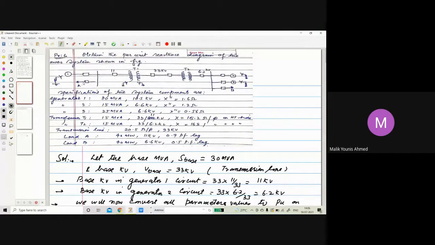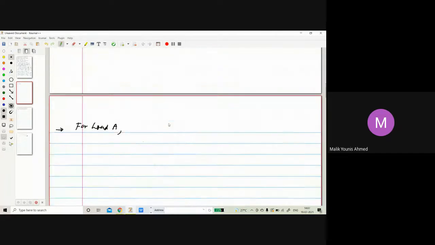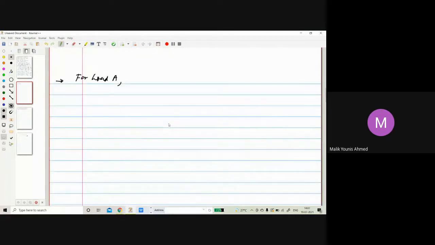What is the base value? 11. And for load A, what is the voltage value? 11 kV. So voltage in per unit, how can we write it? Actual value is 11 kV, base value is also 11 kV, so that is 1 per unit. Very clearly, for voltages we have to find the actual value divided by the base value. The base value on the generator 1 side is also 11, so it is 1 per unit.